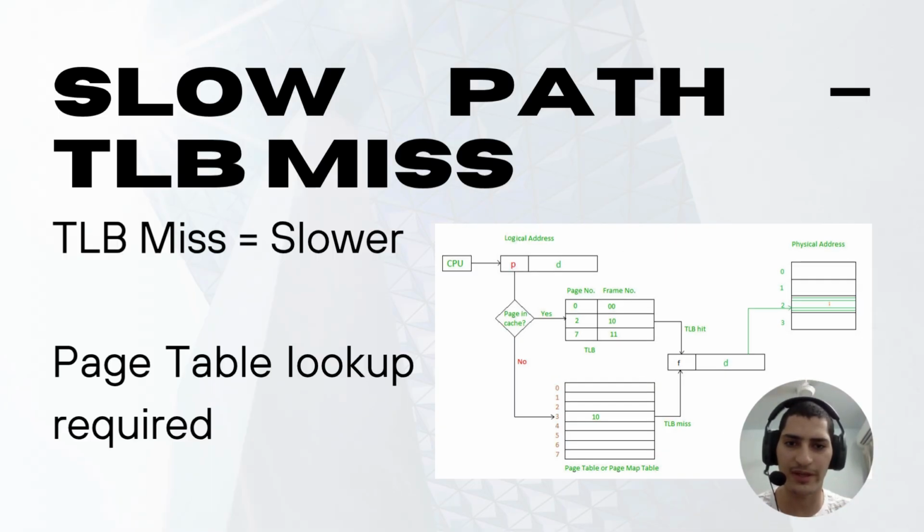But sometimes the page number isn't in the TLB. This is called a TLB miss. Now the MMU has to look it up in the page table, which takes longer. Once the frame number is found, it still completes the translation like before, just a bit slower. After that, the TLB is updated so future lookups can be faster again.